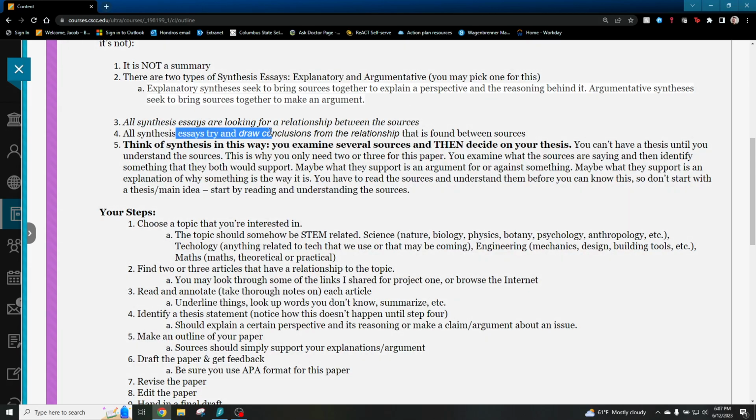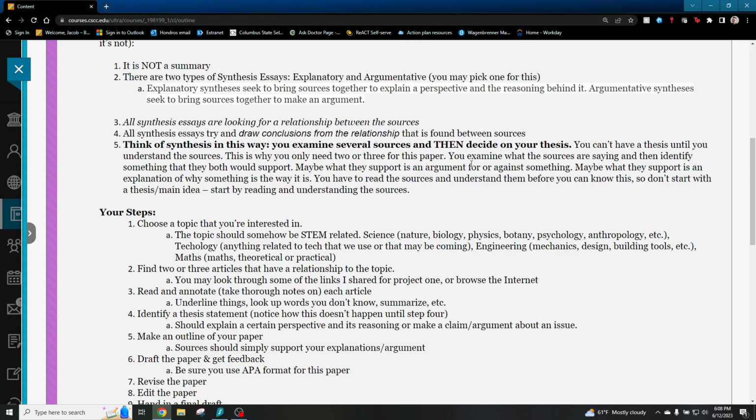So all synthesis essays try and draw conclusions from the relationship that is formed between the sources. You can think of the synthesis in this way. You're going to first examine 2 to 3 sources and then decide on your thesis. So this may be different from how you have written papers in the past. A lot of times in high school classes specifically and early writing courses or really any sort of course in college, you go into the project with a thesis in mind or you have a point that you're trying to prove.